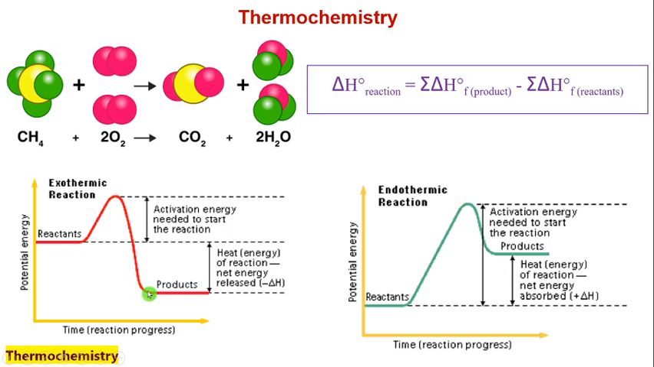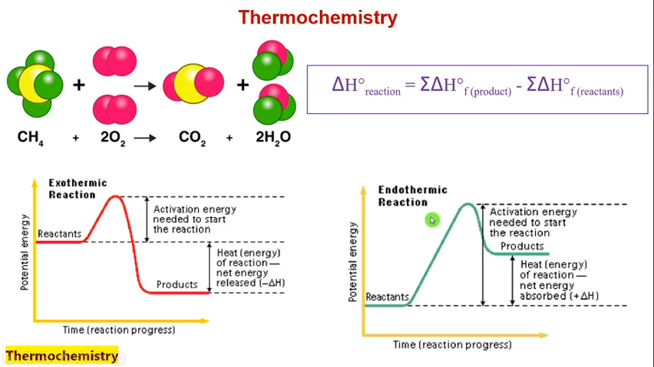Now, if you look at the graphical explanation for this, the reactants are at a higher energy level than the products in the case of an exothermic reaction. That means the products have a lower energy content compared to the reactants. The extra energy, that's the difference between the reactants and the products, is dissipated in the form of heat energy, and we call it the enthalpy of the reaction or heat of reaction.